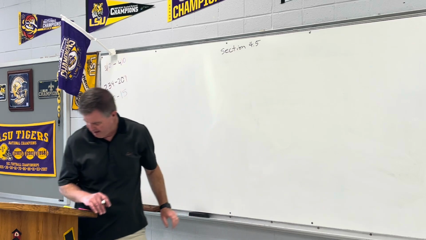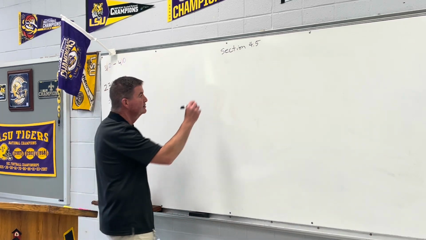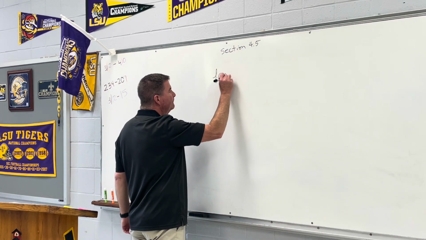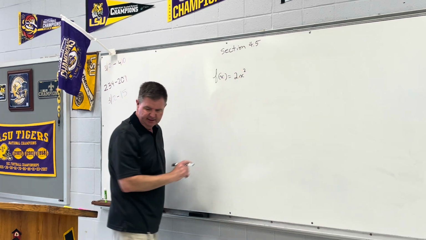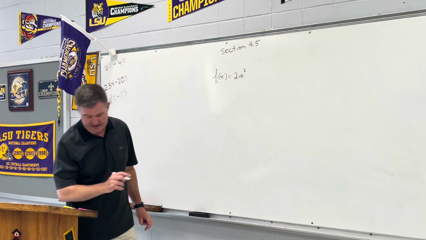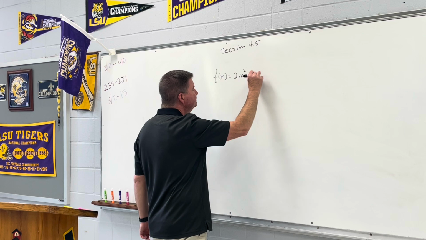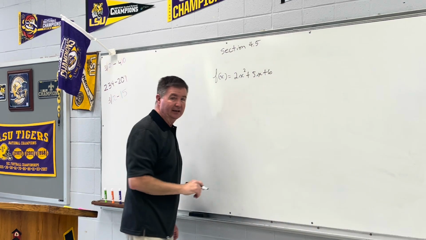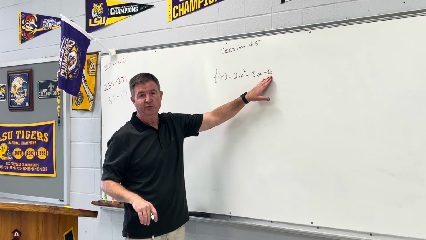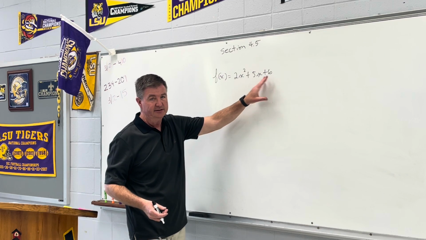So let's look at another example, and we want to find the possible rational zeros of the function f of x is equal to 2x squared plus 5x plus 6. Well, at least it's a smaller number than 24 with not as many factors, so that's good.